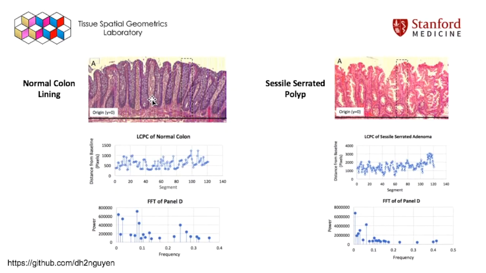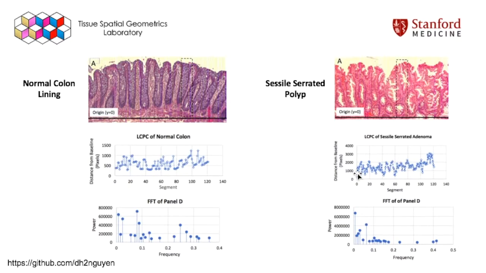If we were to apply this to an actual case, here on the left side, panel A is a normal colon lining, and on the right is a sessile serrated polyp, that is a colon polyp that forms tubes that have these sort of jagged teeth patterns. And if you apply the LCPC algorithm to the normal colon, what you get here in the middle is its LCPC profile, and then you can apply the fast Fourier transform to derive the frequency signature that represents the tubiness of the normal colon.